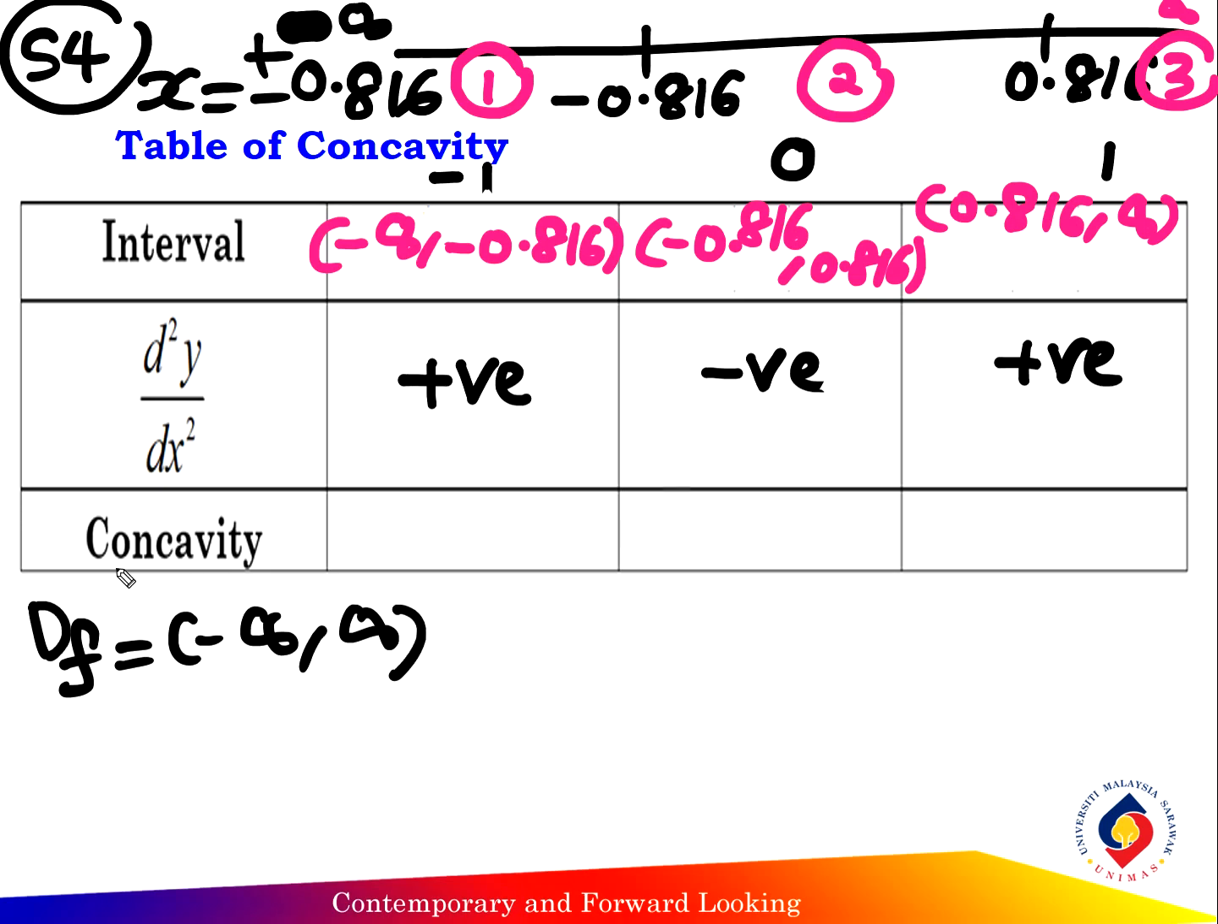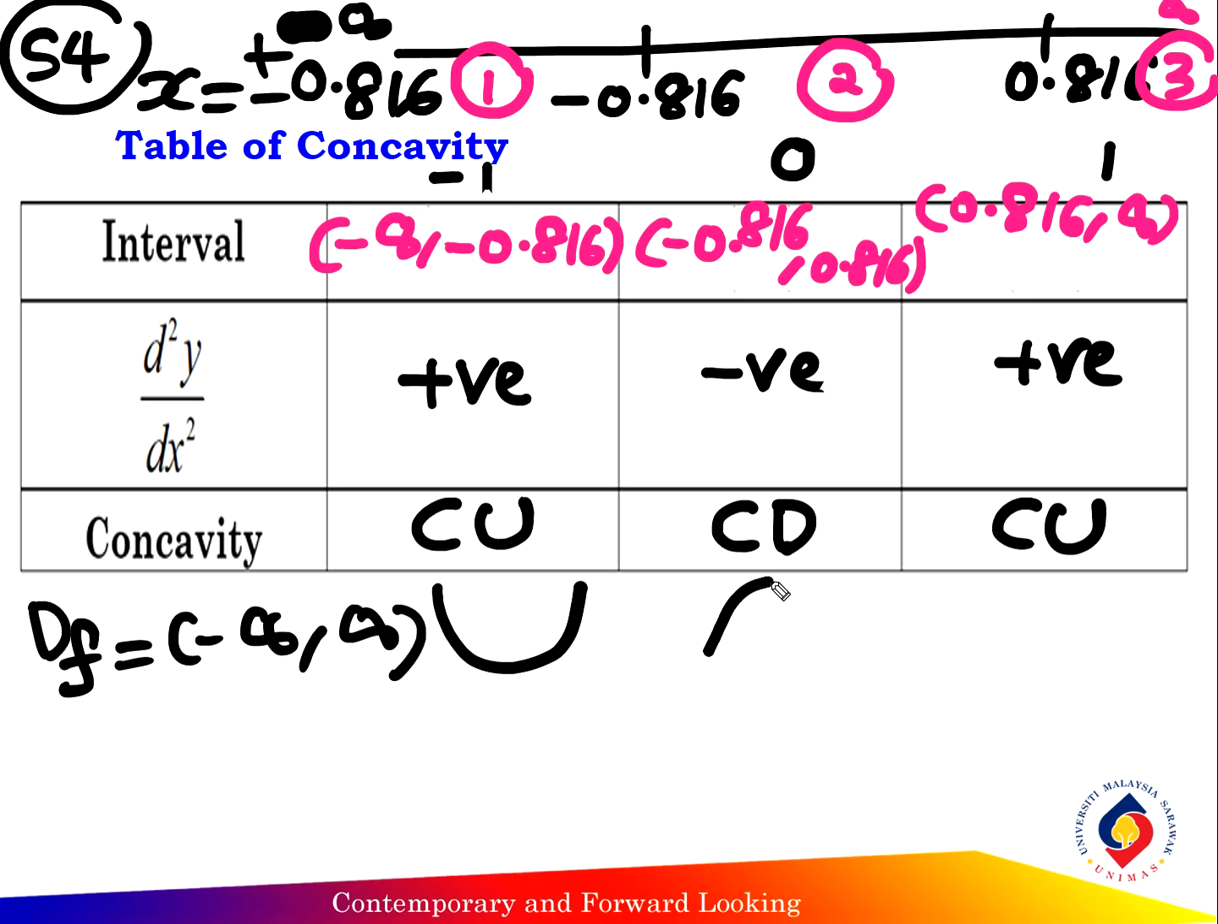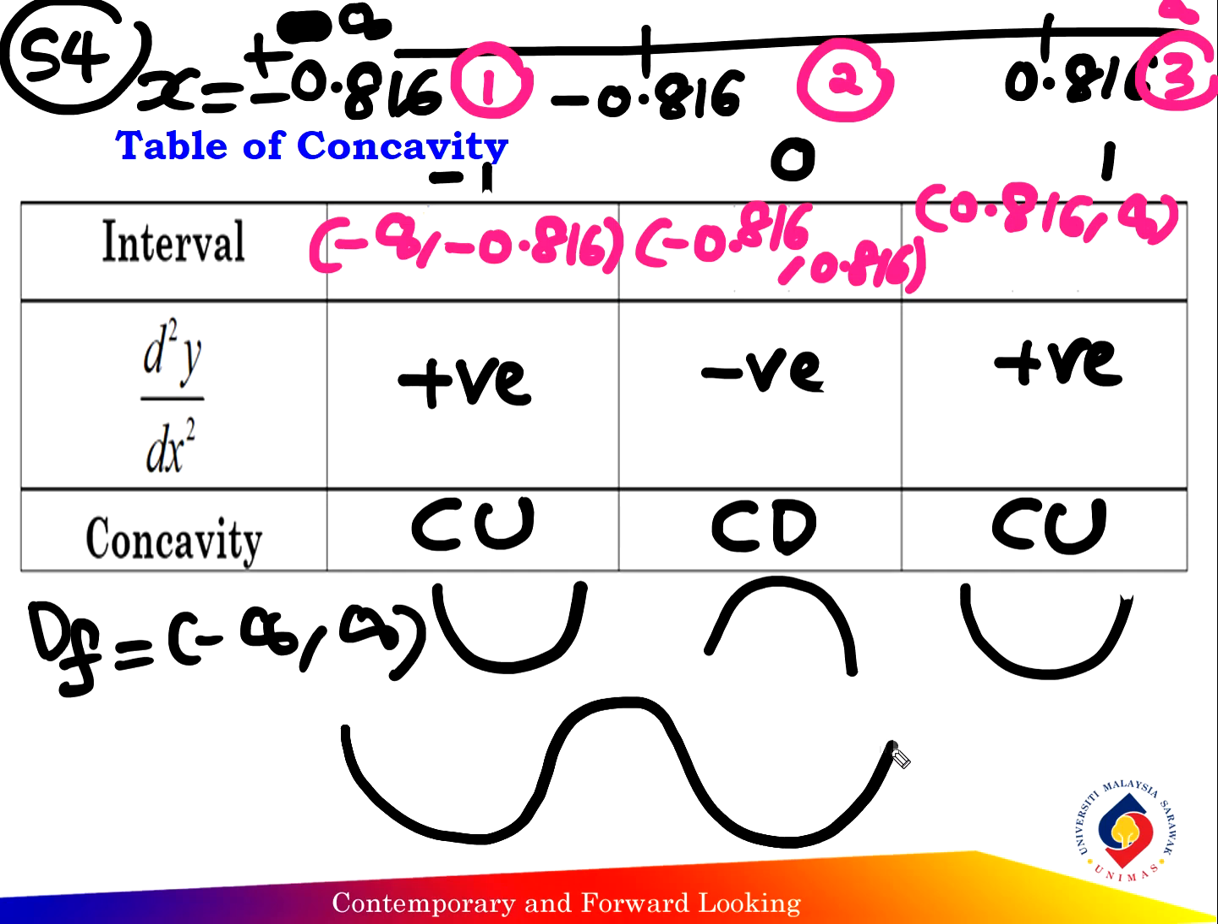So the concavity of the function: positive value, the graph here is concave upwards, CU, and negative is concave downwards, CD, and here positive is concave upwards. If you draw the concavity of the function, first the graph is concave up, and after negative 0.816 the graph is concave downwards, and after positive 0.816 the graph is concave up. So you combine the three shapes here: concave up, concave down, and concave upwards.